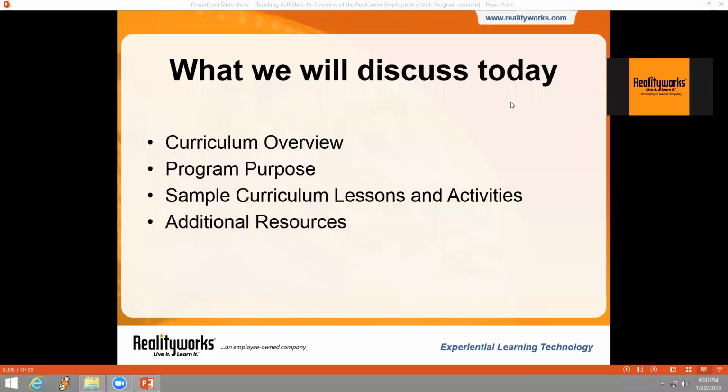Here's an overview of what we'll be discussing today. We'll first take a high-level look at the employability skills curriculum as a whole, and then talk about what employability skills or soft skills are and the need for them. Then we'll take a deeper dive into some of the lesson plans and end up with a few sample activities from the curriculum.